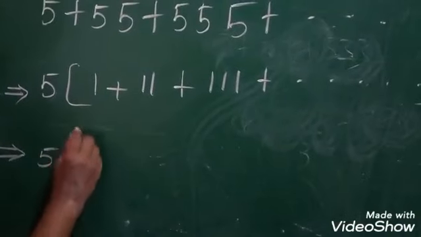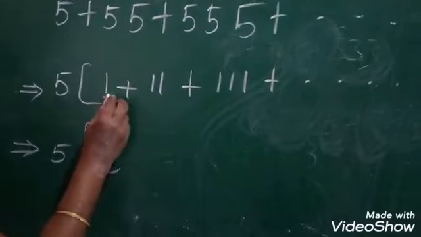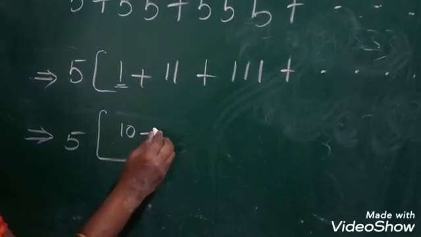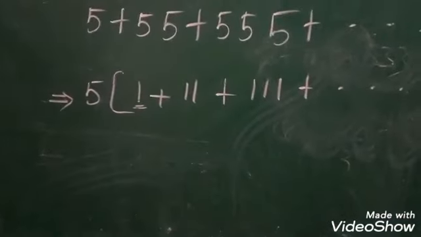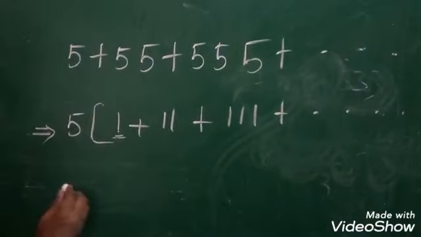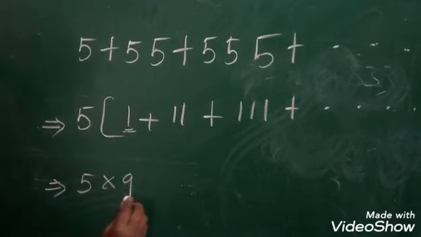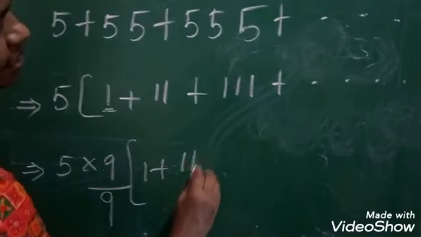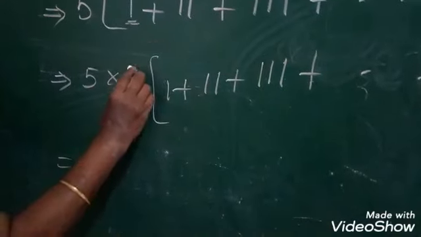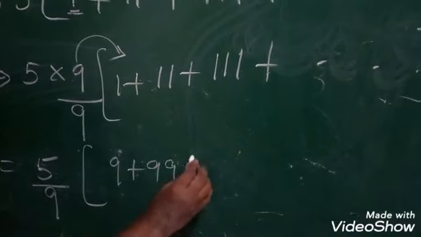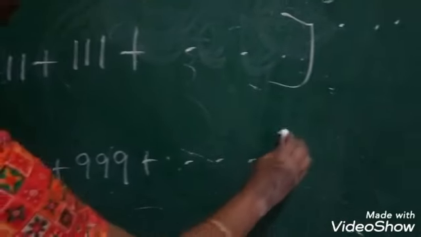Third step, here I am going to convert the 1s as a GP. I need these 1s converted to 10, 100, 1000 like this. So in the sum, I am multiplying by 9 and dividing by 9, so it does not change. Here the series is like this. Then next step, the 9 goes inside. Now 5 by 9 is outside, so 9, 99, 999 goes on n times.